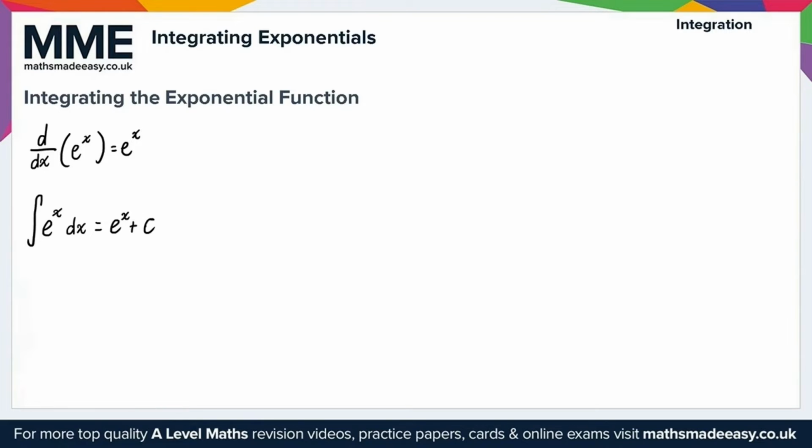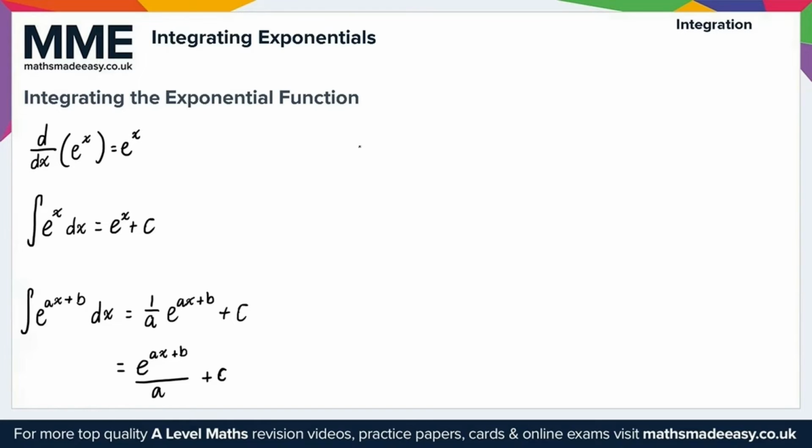Now what about a more general result here? For example, if we integrate e to the ax plus b with respect to x, what would we obtain? Well, in this case we'd obtain 1 over a times e to the ax plus b, and again, we need our constant of integration as we have no limits on the integral. You might also sometimes see this written as e to the ax plus b all over a, plus c there.